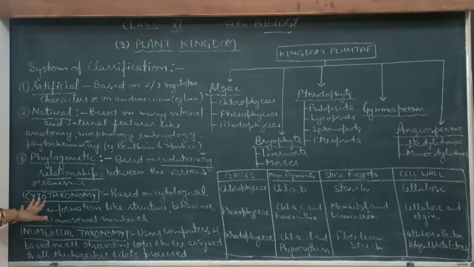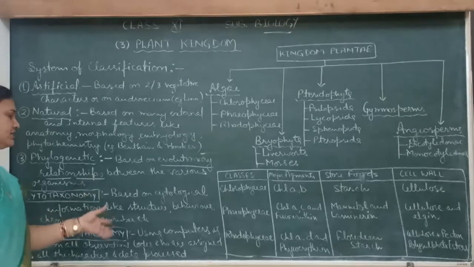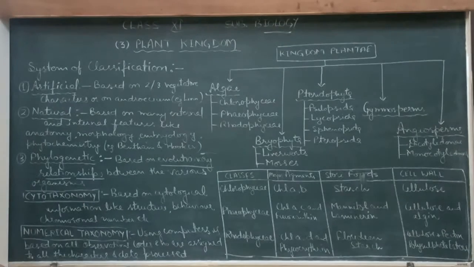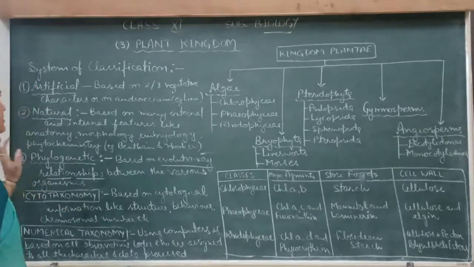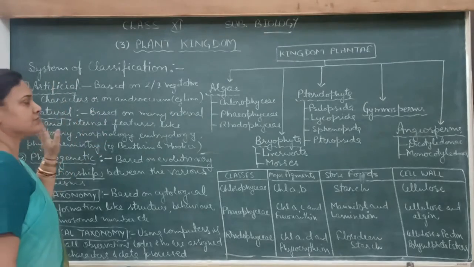Now we come to cytotaxonomy. What is cytotaxonomy? Cytotaxonomy is based on cytological information like structure, behavior and chromosome numbers. And what is numerical taxonomy? In numerical taxonomy we use computers; based on all observations, codes and numbers are assigned to all the characters and the data is processed. So this is the system of classification.